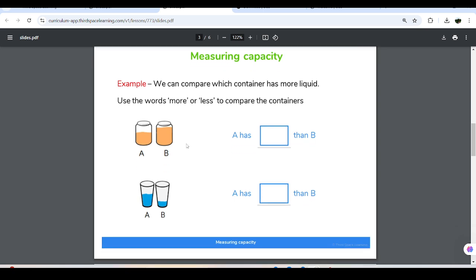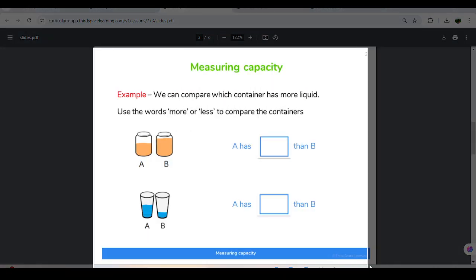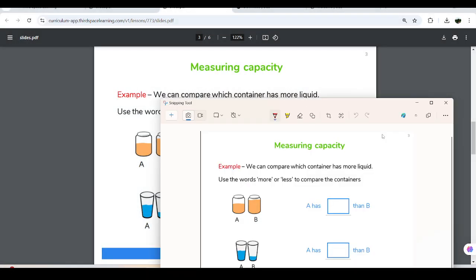We can compare which container has more liquid using the words more or less to compare the containers. So there are two containers, A and B. Which one has more, A or B? Wait, let me see. Which one's more?